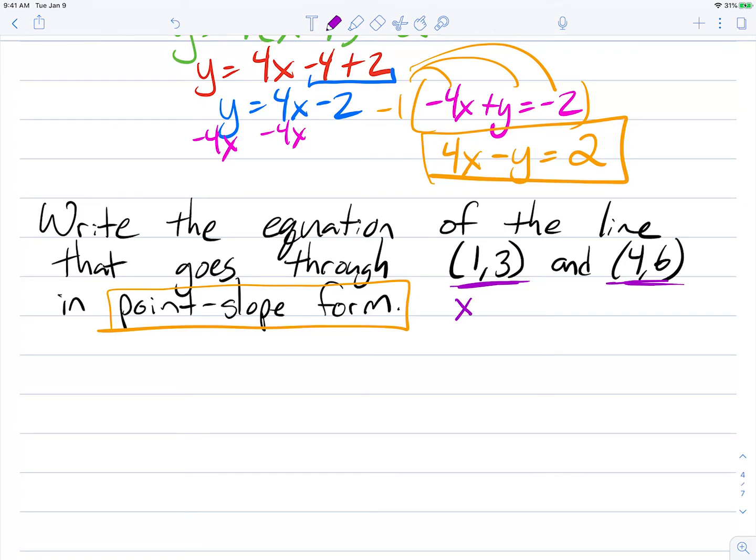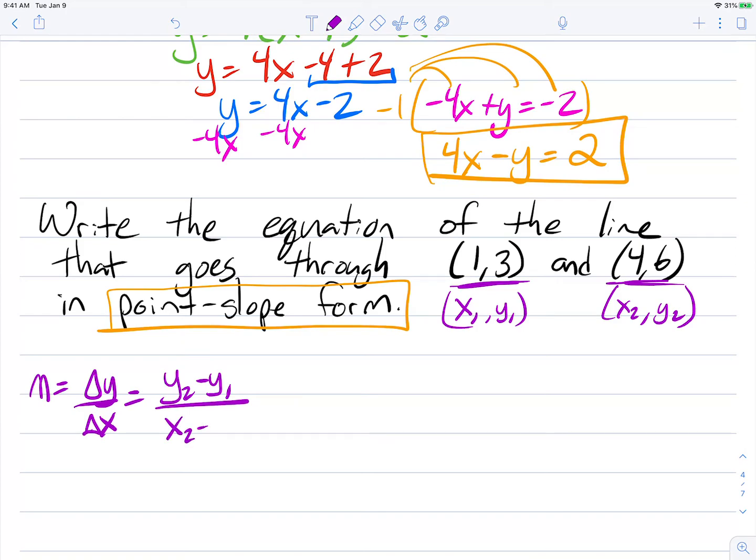So remember that if we're given 2 points, it's like one of them is x sub 1, y sub 1, and the other one is x sub 2, y sub 2. And the way that you find your slope, it's the change in y over the change in x. So I'm going to subtract my y's over subtract my x's. So if I look at that in terms of numbers, I'm going to go 6 minus 3, because those are the y values, over 4 minus 1, those are the x values. So 6 minus 3 is 3, 4 minus 1 is also 3, so that gives us a slope of 1.